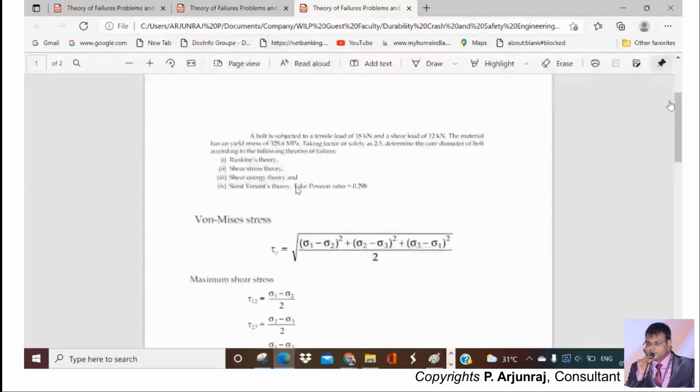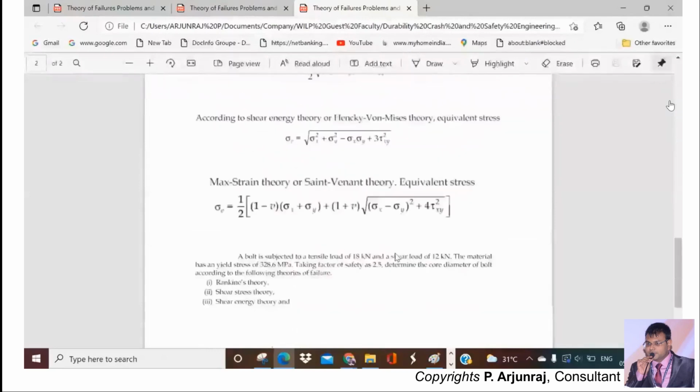So again, we are going to use these four formulas, but we are going to calculate the diameter of the bolt given the factor of safety here. So this is the second problem, and the third problem is also quite similar.